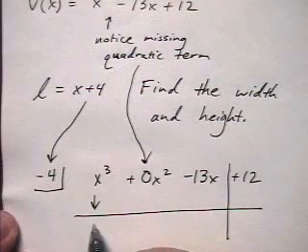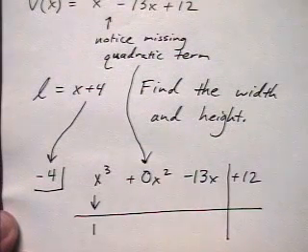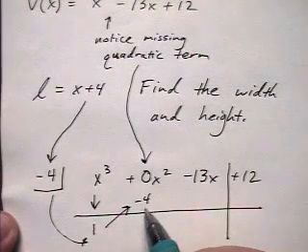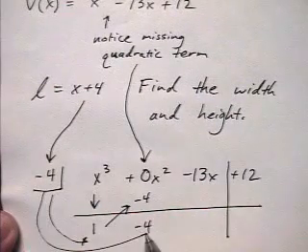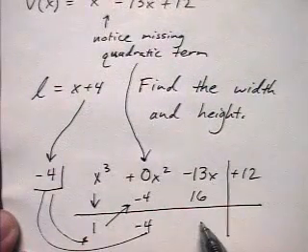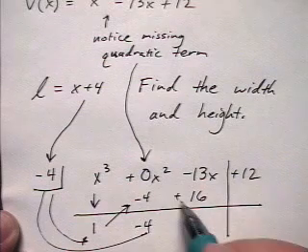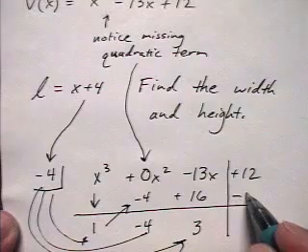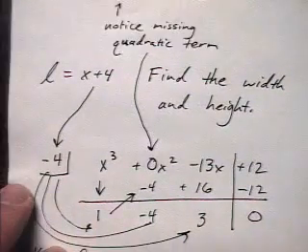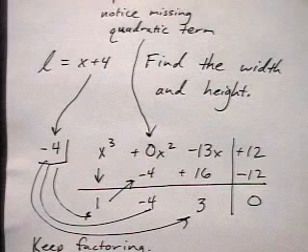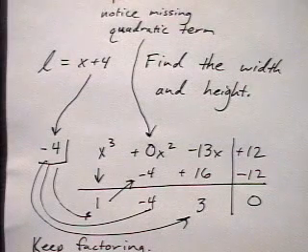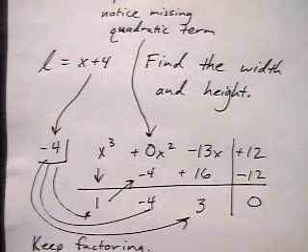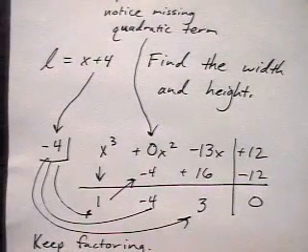We carry down the coefficient. The coefficient here is a 1, right? 1x cubed. We multiply and add and multiply and add and multiply and add. And we're really, really happy that we got a 0 over there, right? Because that means that they were not lying to us. x plus 4 really is a factor. Plus that helps us understand that we got the right answer.